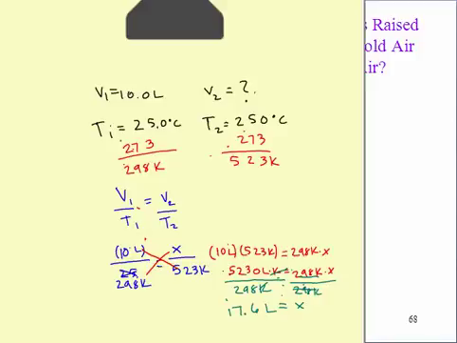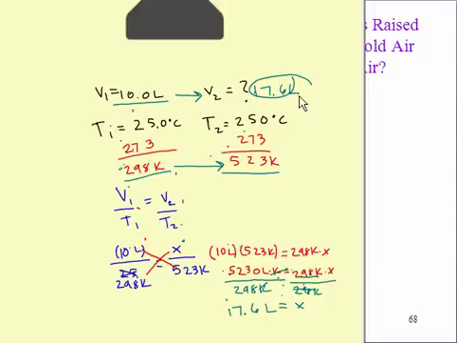So I'm going to put my answer up here and see, does this make sense? 17.6 liters. Okay, well, I went from a low temperature of 298 Kelvin to a high temperature of 523 Kelvin. So my volume of 10 liters went up to 17.6 liters. So yes, that absolutely makes sense, because as I increase my temperature, my volume should increase.